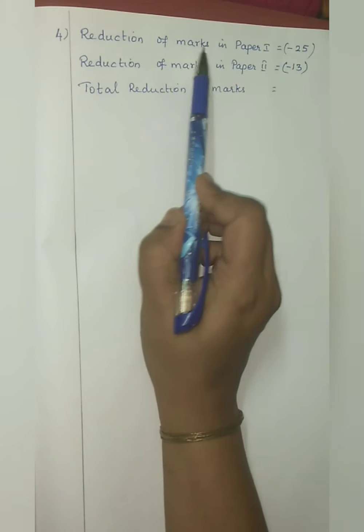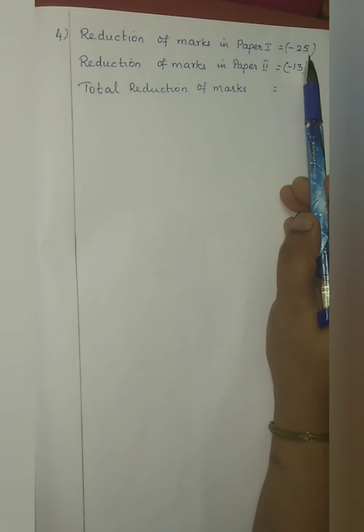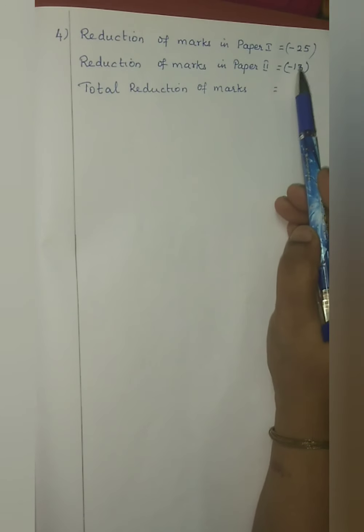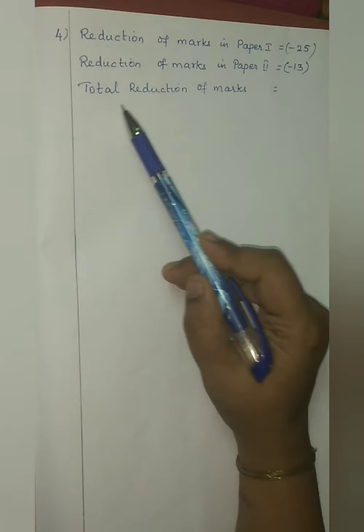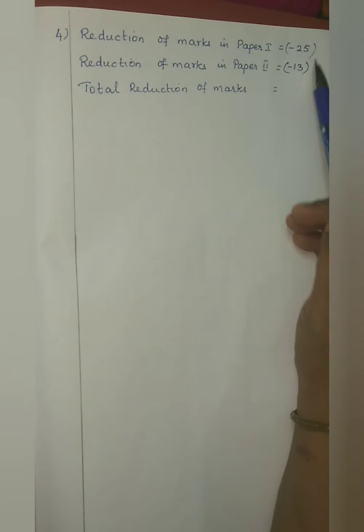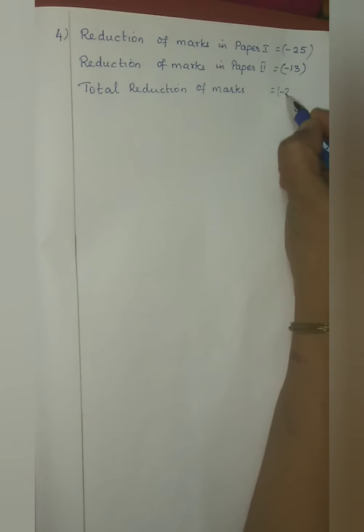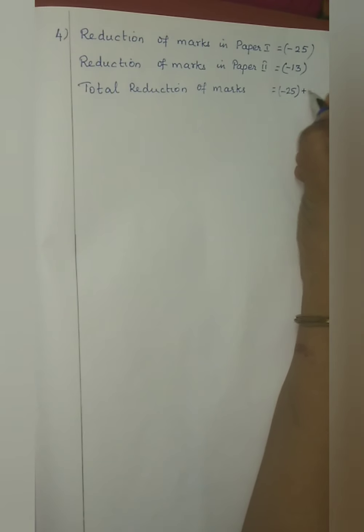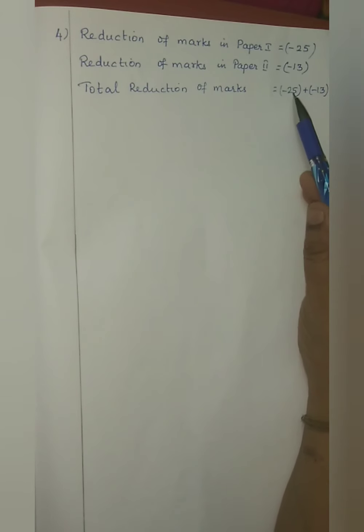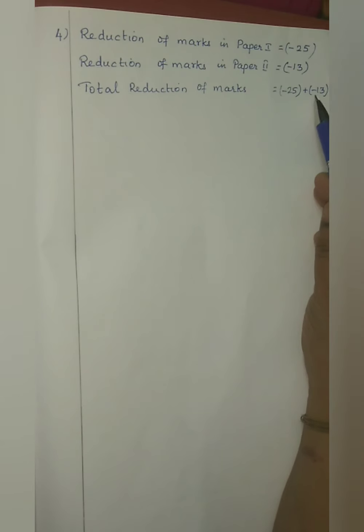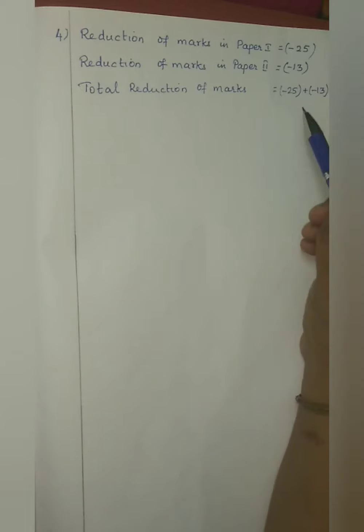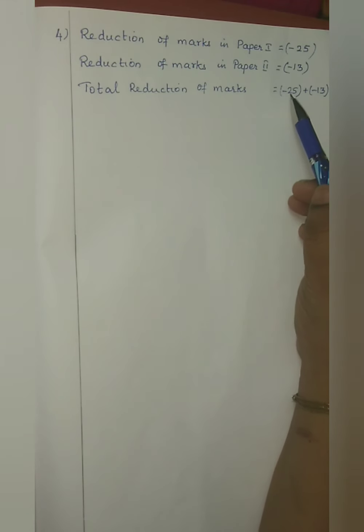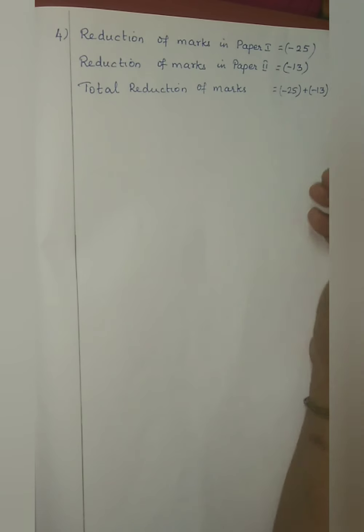Solution: reduction of marks in paper 1 is equal to minus 25. Reduction of marks in paper 2 is equal to minus 13. To find the total reduction of marks, we have to add these two. That is minus 25 plus minus 13. See both the integers. What type of integers are they? They are negative integers. So, to add integers of the same sign, what do we need to do? Add the integers and put the same sign.